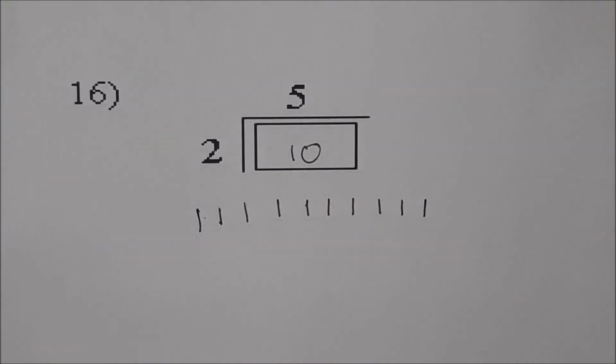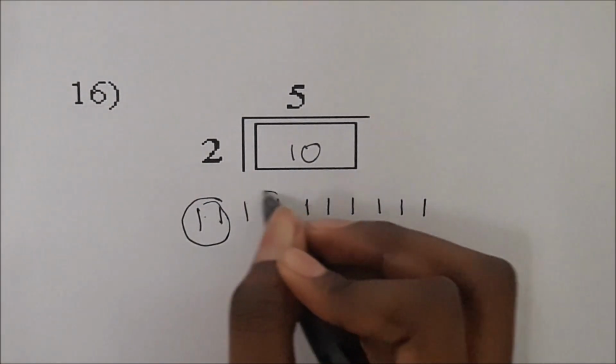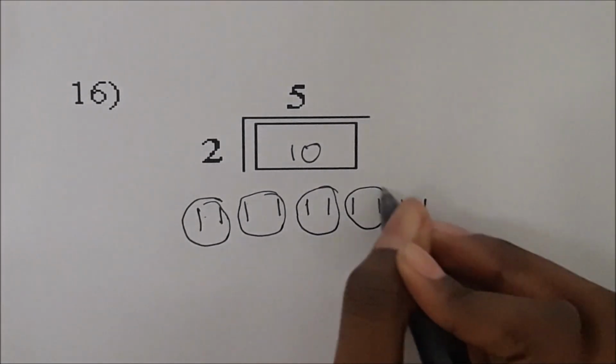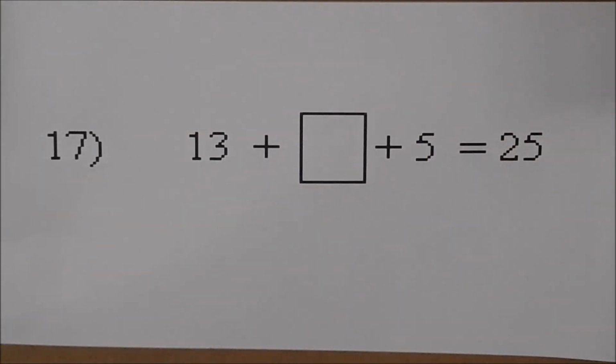And divide them for me in groups of 2s. 1, 2, 3, 4, 5. Excellent. So we check to make sure that we have the correct answer. 10 divided by 2 is 5. Or do your 2 times table. 2 1s are 2, 2 2s are 4, 2 3s are 6, 2 4s are 8, 2 5s, 10. So we know that if you divide 10 by 2, the answer is 5. Very good. Rafaela, number 17.